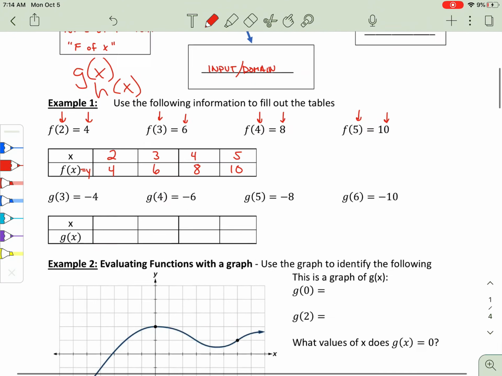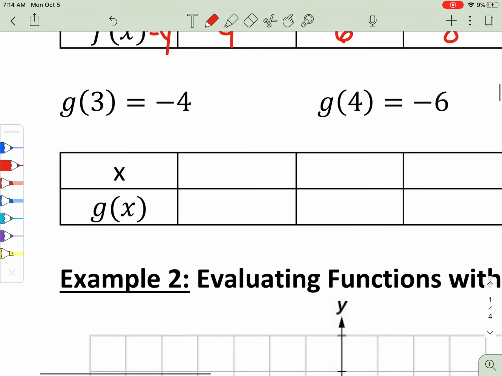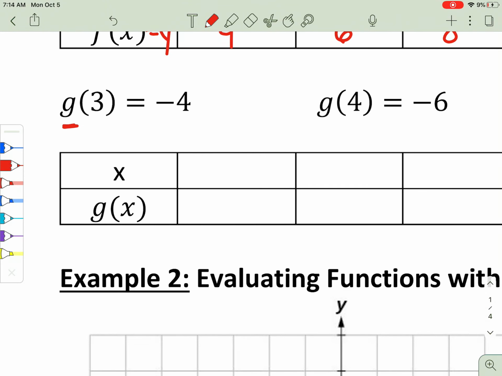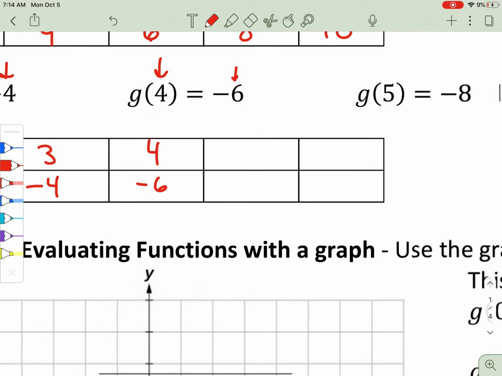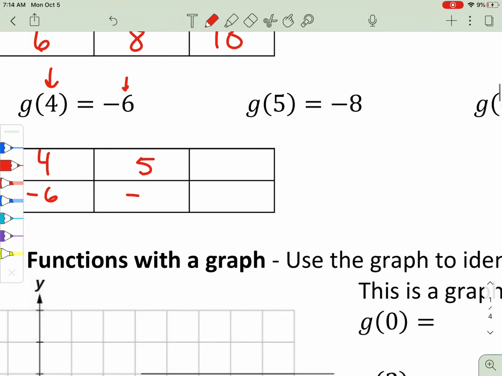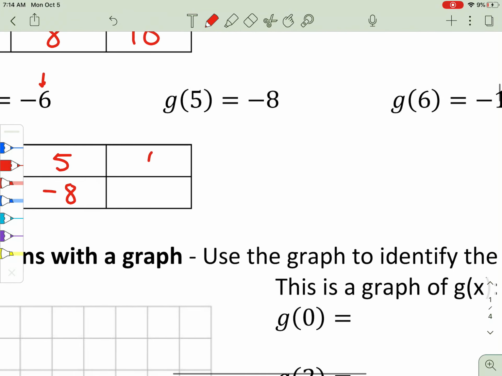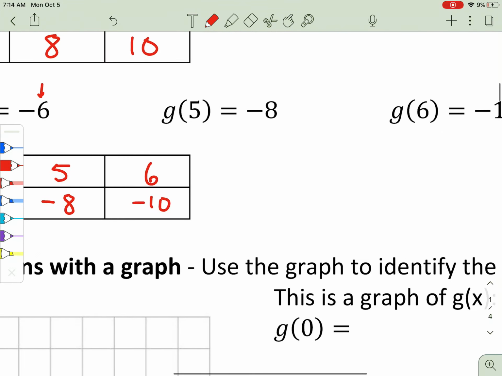Same thing here. Now look, different letter, but that's okay. It's a different name of the function. Still, input is in the parentheses, output here. So input was 3, output was -4. Input was 4, output was -6. And it continues. So 5, -8, 6, -10.